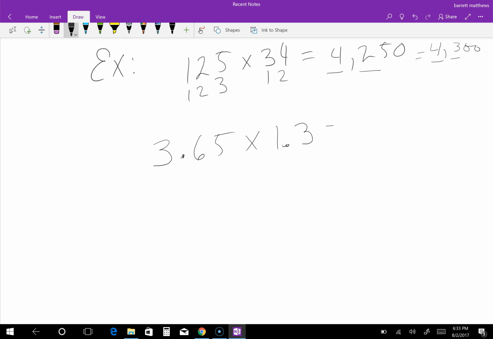3.65 times 1.3, I would get 4.745. But because there are only two significant figures in 1.3, I must report only 2. So 4.7, because 4 is less than 5.